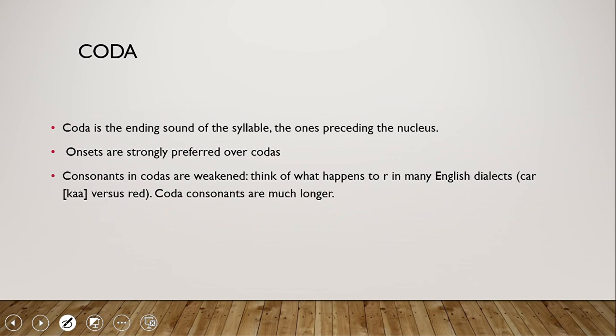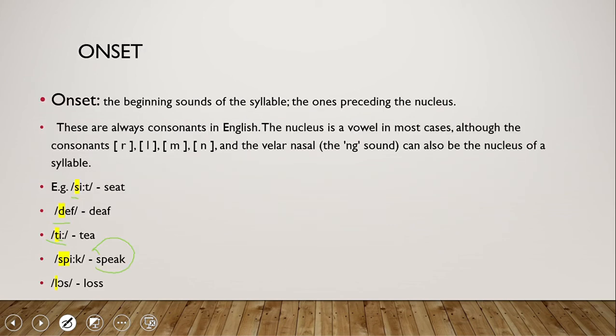Next comes coda. Coda is the ending sound of a syllable, and mostly it is optional. It may occur in a word, or it may not occur in the word. For example, if I say deaf, what happens in deaf? The d sound is in onset position, the vowel is the nucleus, and f is in coda position. But if I say tea, what is happening here? The t sound is behaving as onset, and the vowel is the nucleus of the syllable. But there is no consonant after the vowel sound, so there is no sound in coda position.